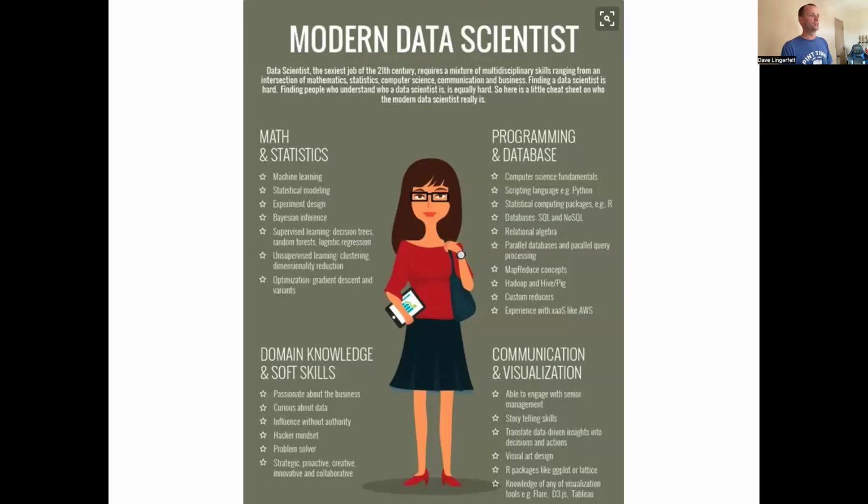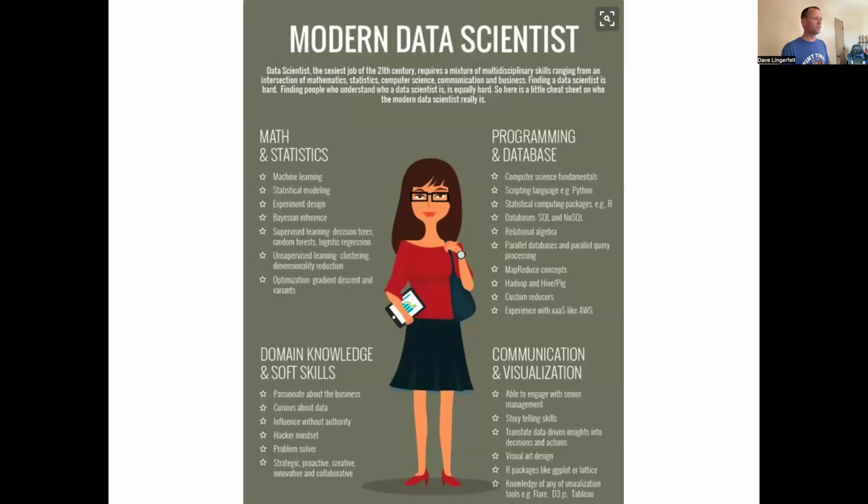This is a graphic I share with a lot of people, students, clients, colleagues, talking about what our modern data scientist looks like. Not physically looks like, of course, just what some of those characteristics are. And here's the thing that people get caught up in: you do not have to be an expert in all four of these quadrants, if you will. Pick one, pick two, be really good at it.